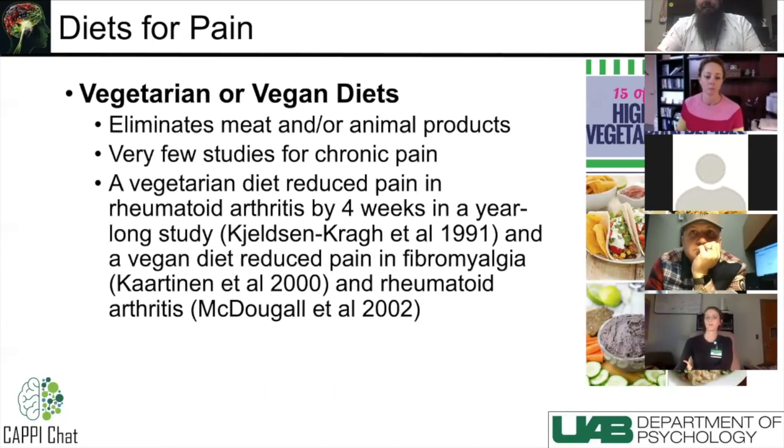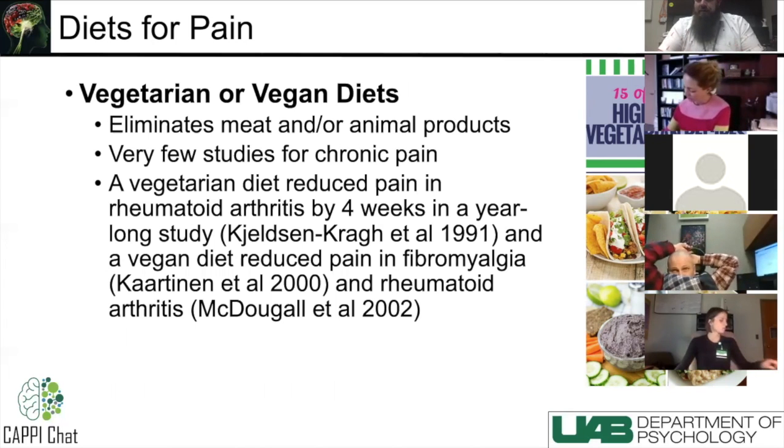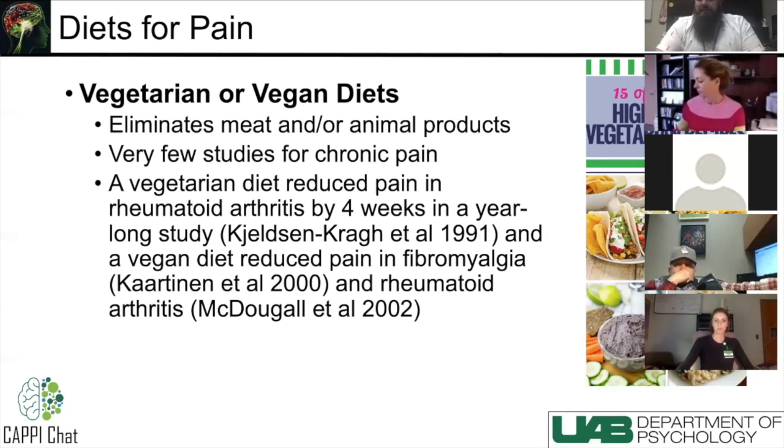Now, the last sort of diet plan that I want to mention are vegetarian or vegan diets. And so essentially a vegetarian diet is just the elimination of meat from the diet. A vegan diet is the elimination of meat and any animal product, including eggs, milk, that sort of thing. There are not a whole lot of studies looking at these diets. But again, there are a few, and I've listed them here.